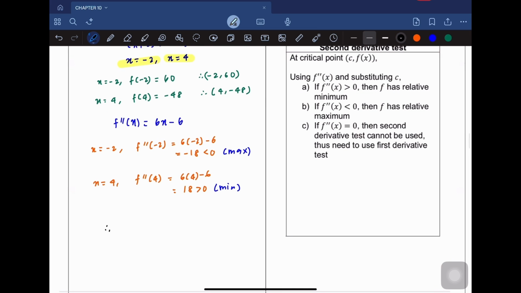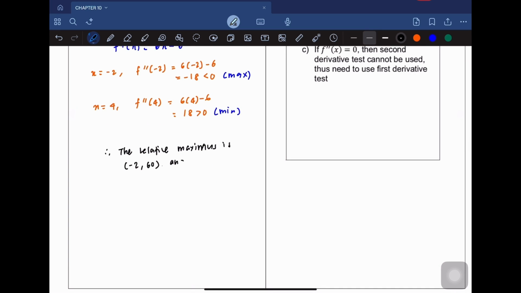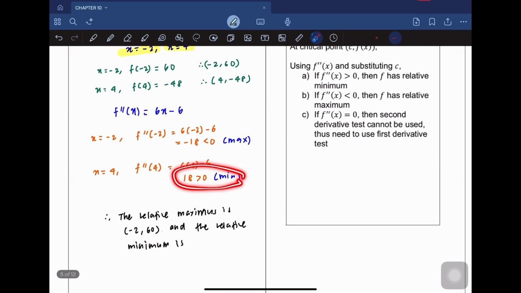So the relative maximum is coordinate (-2, 60), and the relative minimum is, ni kita check tadi minimum kan, so minimum maksudnya coordinate x equal to 4, so this is the coordinate, (4, -48). Okay, settle. This is very easy. Second derivative sangatlah mudah.